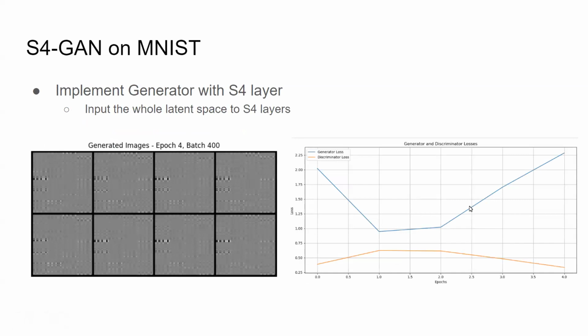First, we tried to combine S4 architecture with GAN architecture and tried it on the MNIST dataset. But unfortunately, this doesn't work very well.